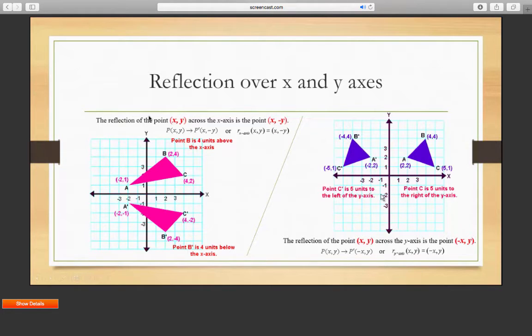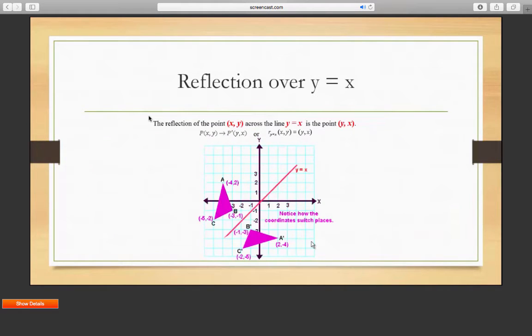When you reflect over the y-axis, you're basically doing the same thing, but you're moving to the other side of the y-axis. So the point A is 2 units away from the y-axis. We move it to 2 units on the other side. With this one, the rule, you're going to take the point xy and move it to negative x, positive y.